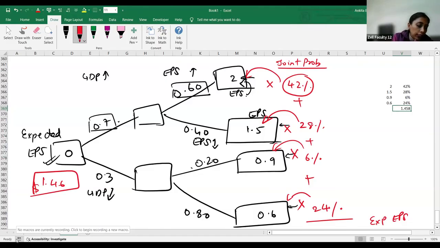Okay. So this is how you go about finding the expected value. So always get the expected value. We take the joint probabilities and we multiply it with the respective number, basically.